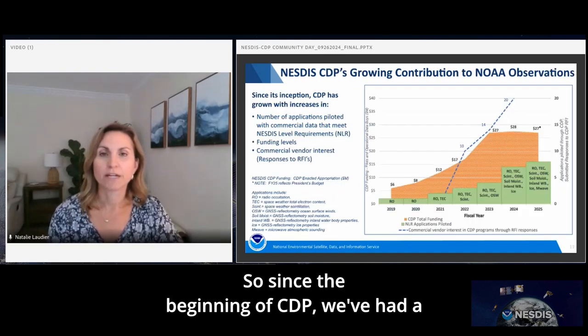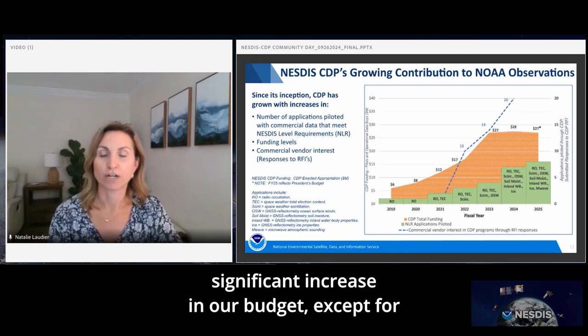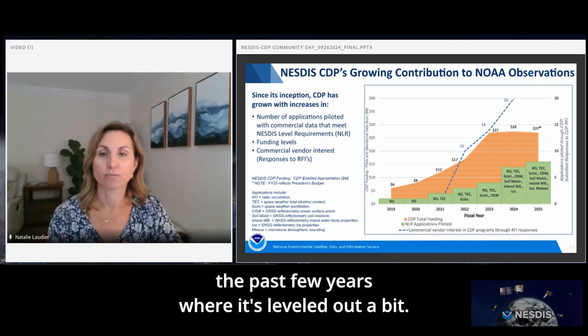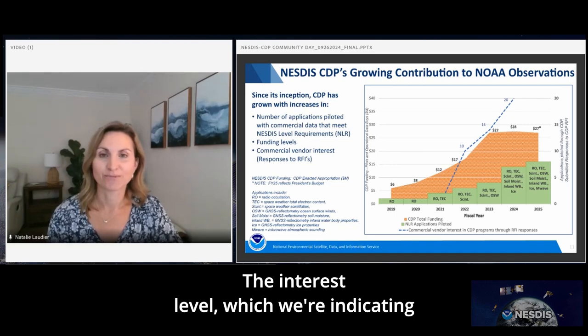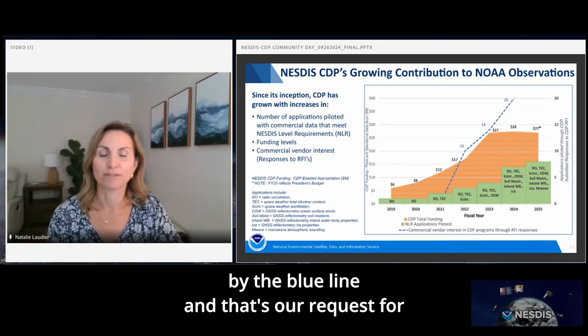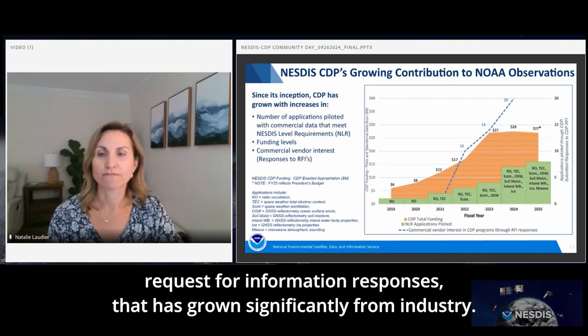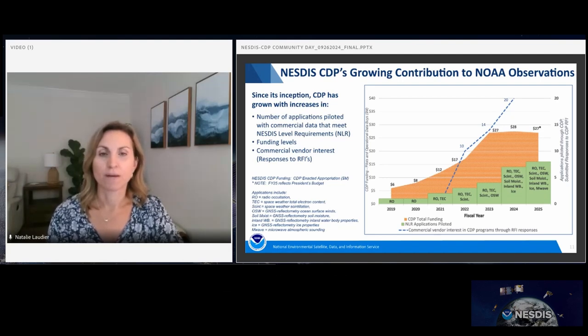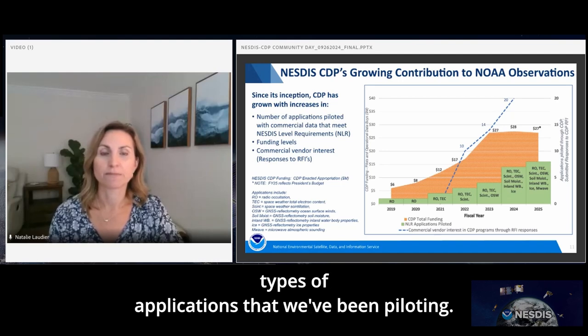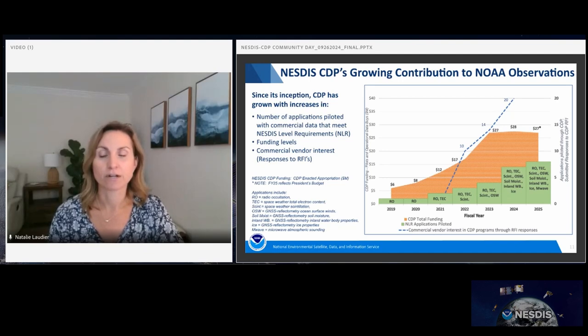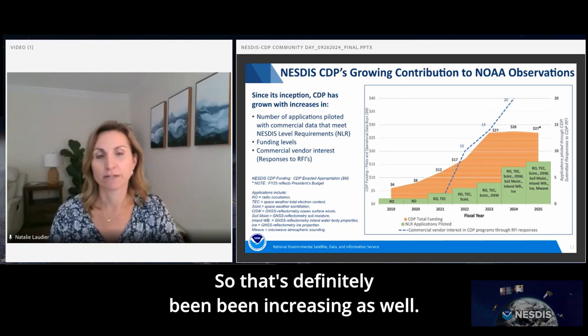So since the beginning of CDP, we've had a significant increase in our budget, except for the past few years where it's leveled out a bit. The interest level, which we're indicating by the blue line, and that's our request for information responses, that has grown significantly from industry. And then in green, you can see the growth of the types of applications that we've been piloting. So that's definitely been increasing as well.